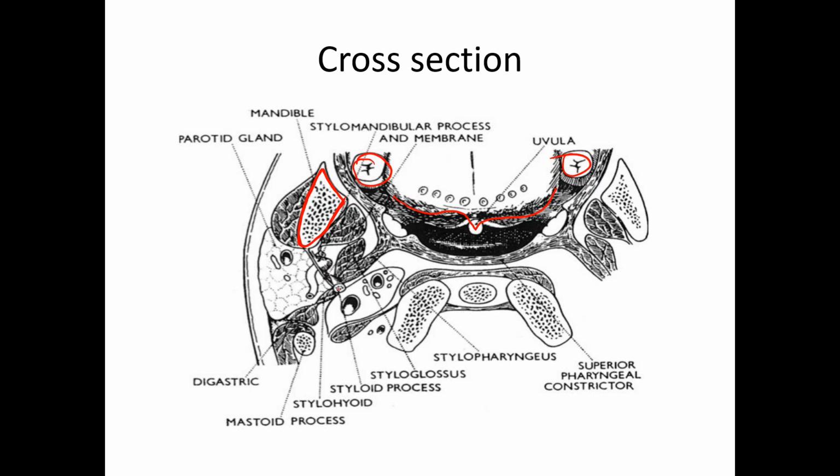What is this? This is the styloid process. From the styloid process, one muscle going here is the stylohyoid muscle. And this is the mastoid process. Between the mastoid and the mandible is the parotid gland. This is the parotid gland that is present in the cross section, as you can see here.